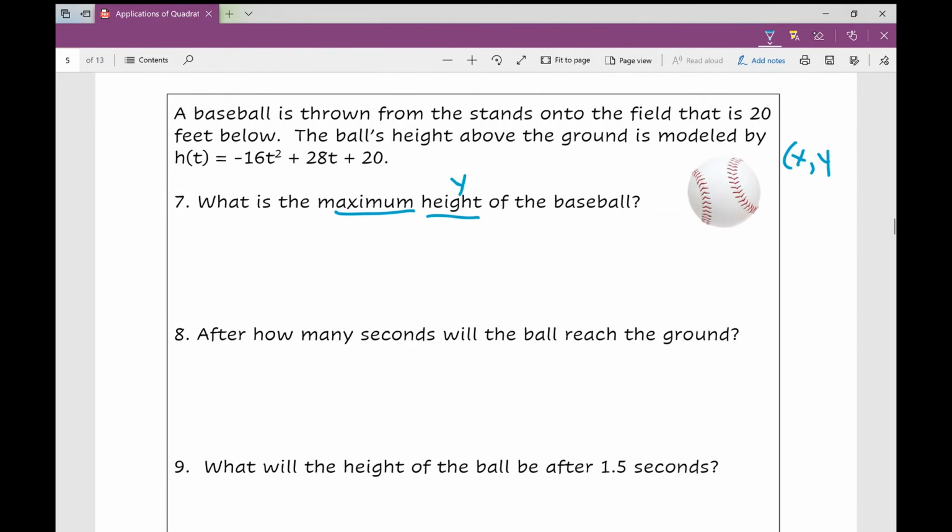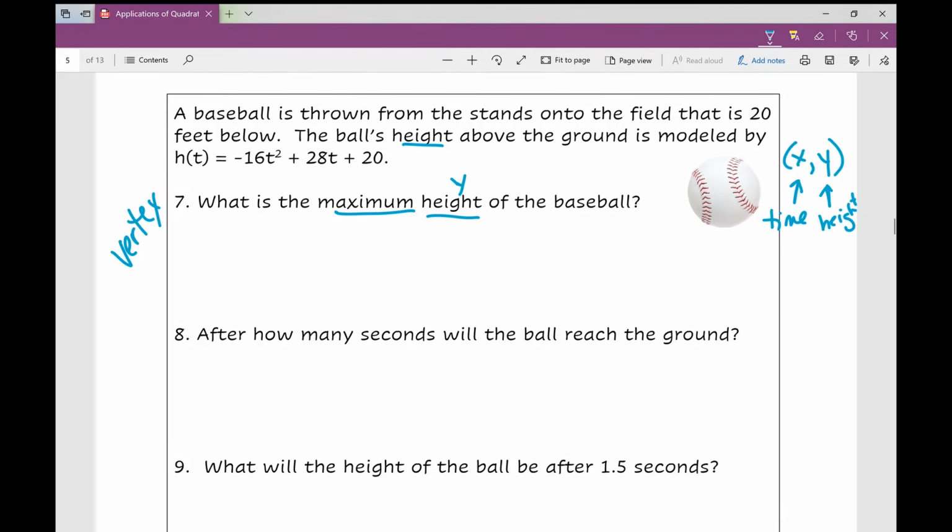Again, you can label. All right, here's what it gives me. Height above the ground is modeled by this right here. So there's the height, and I know t is time. Oh, I did it again. I just can't move away from the x and the y. But there we go. We're looking for a y value, the maximum height of the ball. I'm looking for the vertex.